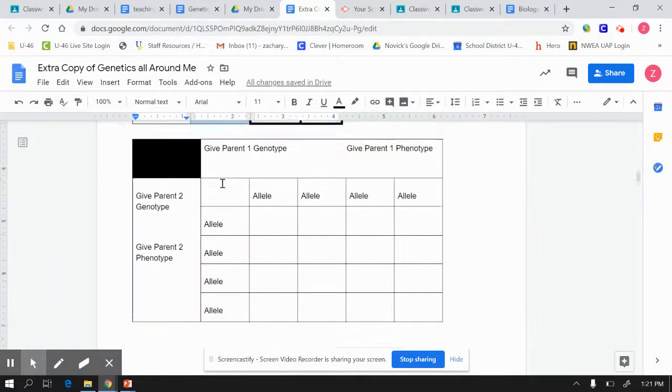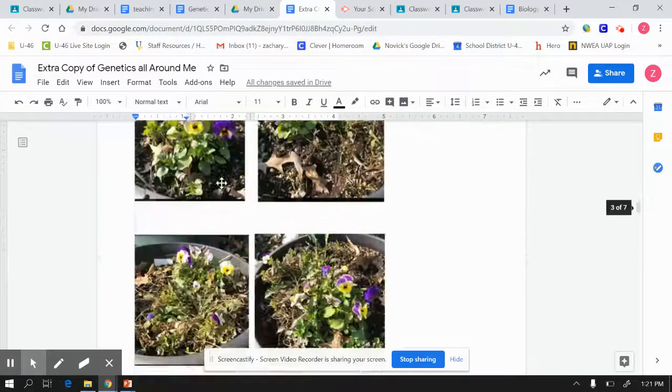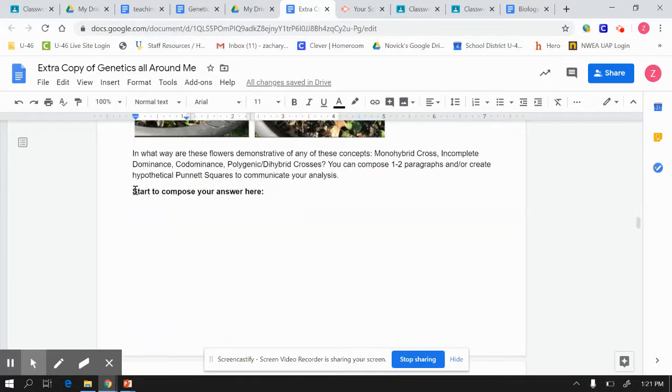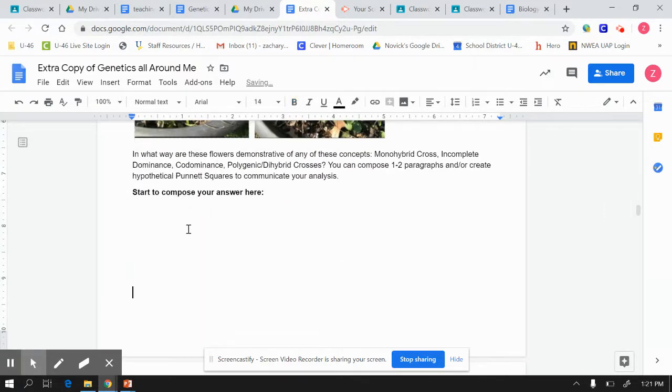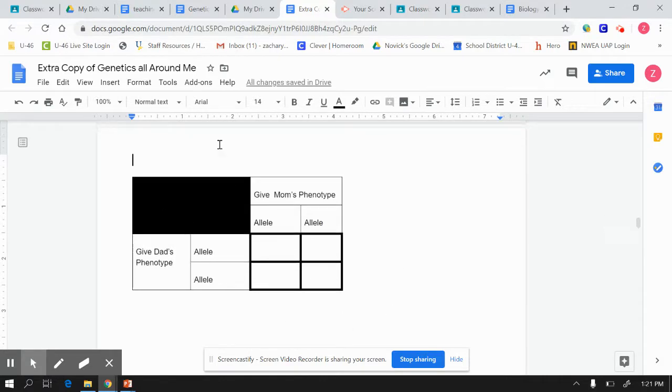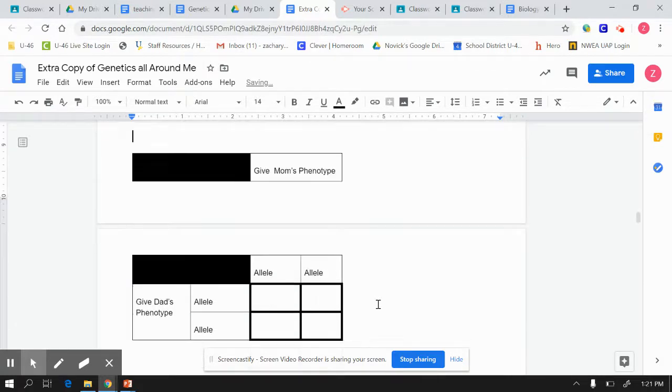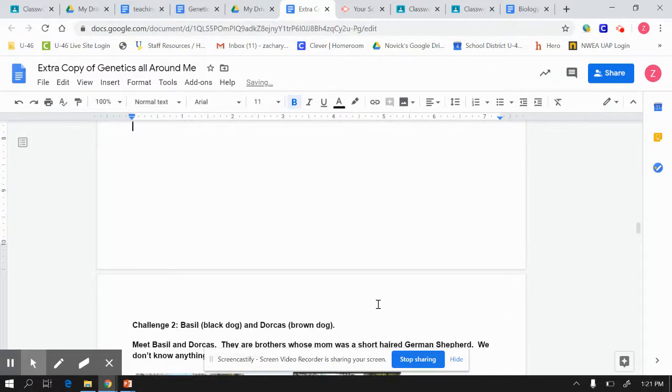So when you go to meet the challenges, anywhere it says start to compose your answer here, if you want to start with your Punnett square, you put your cursor there, hit Control and V, and your Punnett square shows up. Of course, you'll want to make sure it's spaced in a way where what you're trying to communicate is clear to Mr. Hort and me. So just be thoughtful, not just about the substance of what you're saying, but the style with which you present the information. All right, now let me just return the document to its original form.